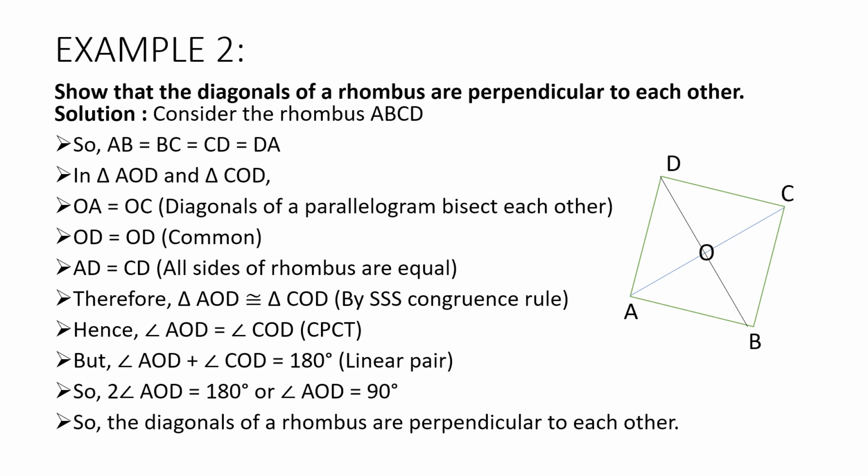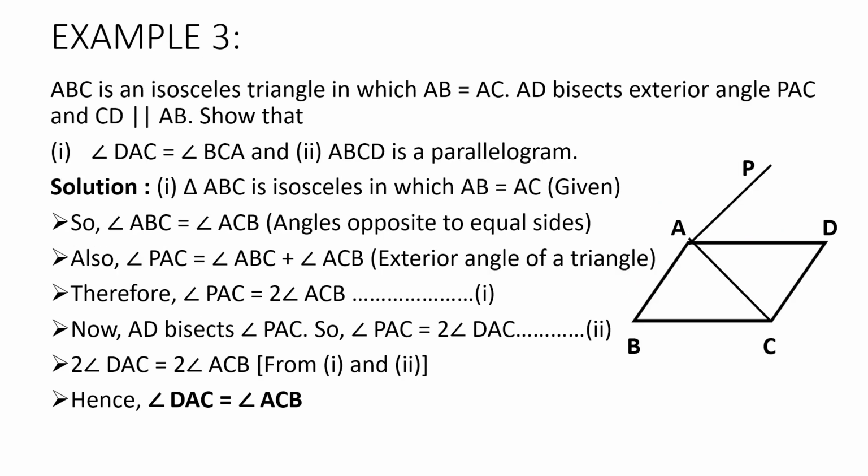By CPCT, angle AOD and angle COD are equal. But obviously, both of them form a linear pair, so the total is 180 degree. Hence, both the angles are of 90 degree. Hence, angle AOD is 90 degree, and we have shown that the diagonals of a rhombus are perpendicular to each other. Now, example 3.